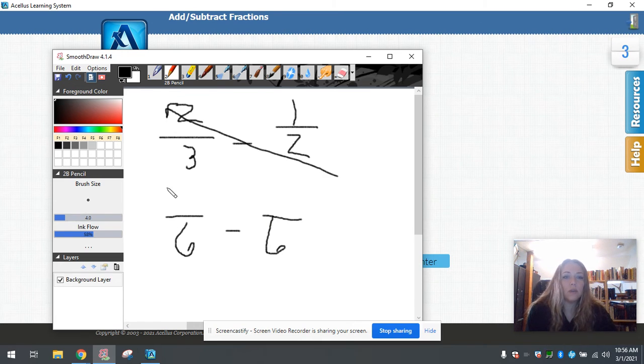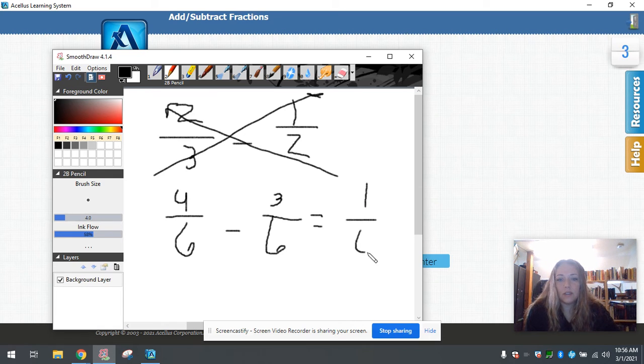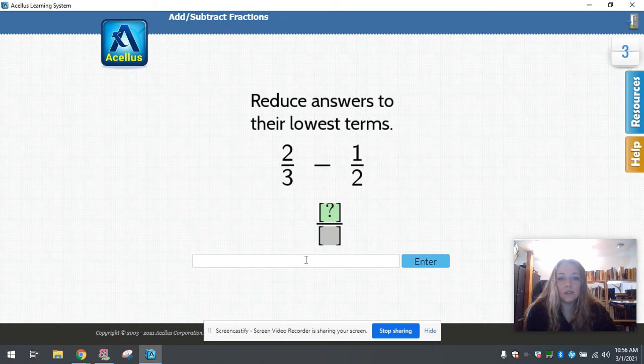2 times 2 is 4. 3 times 1 is 3. 4 minus 3 is 1. And our denominator is 6. So we're left with 1/6. Can't reduce that.